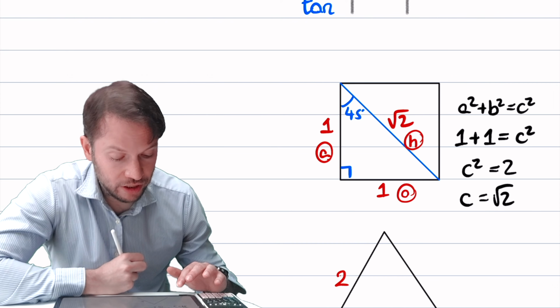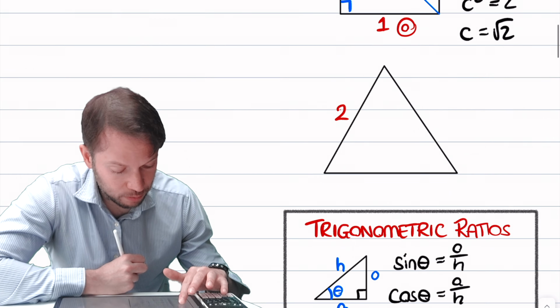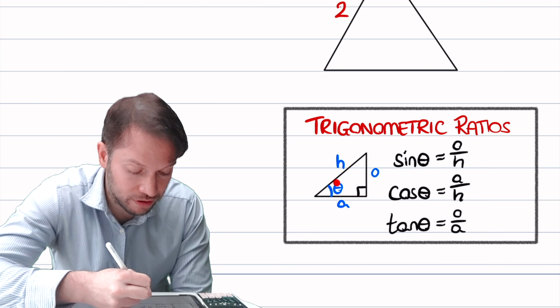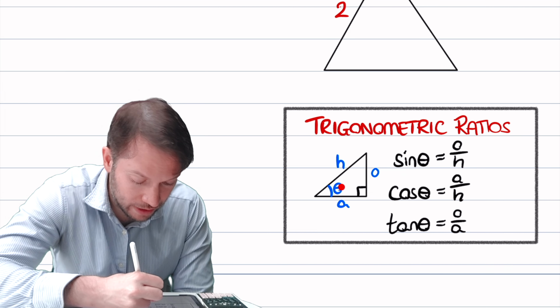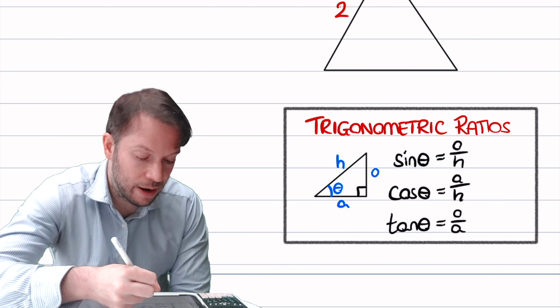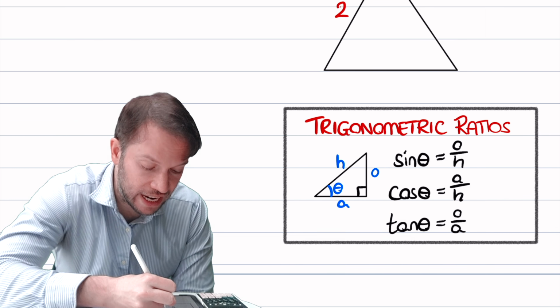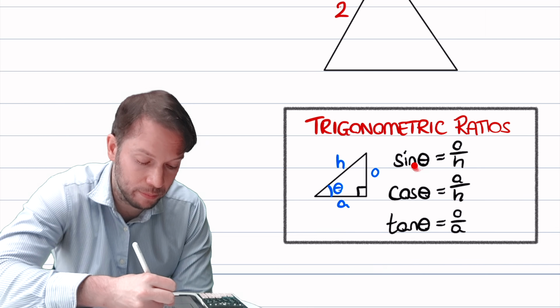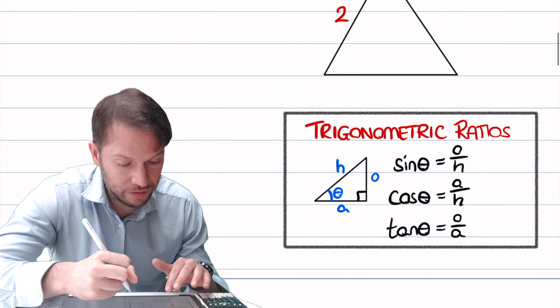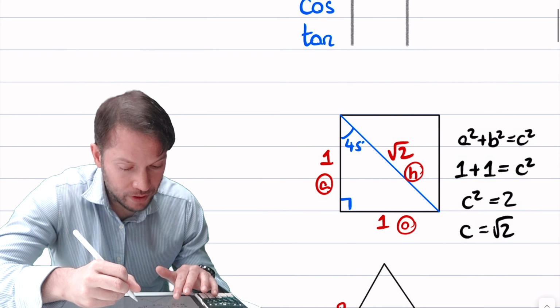So then we can use our trigonometric ratios. Remember how these work? You've got the angle of interest, theta, that's just a Greek letter theta, often used for unknown angles. And these are the sides, the opposite, the adjacent, the hypotenuse. And we have these three magic functions, sine, cos and tan, which take an angle as the input and give you the ratio of sides between two of the lengths. Now, let's use this for each of these.